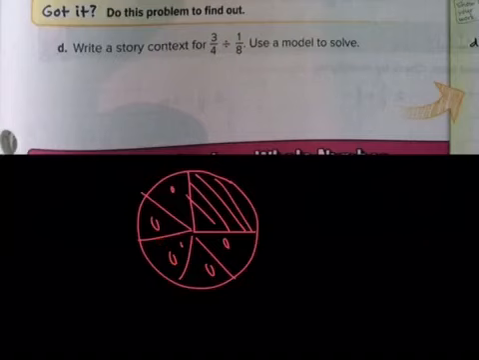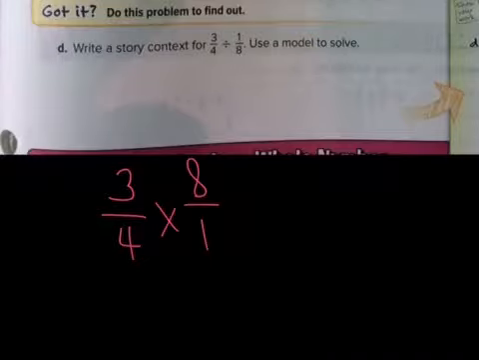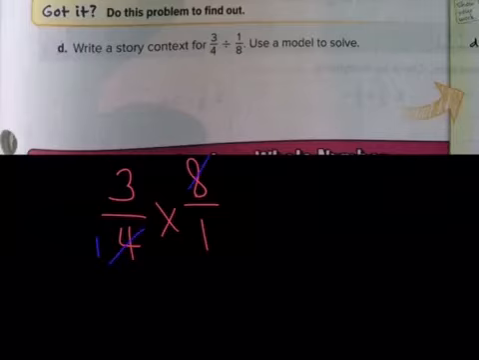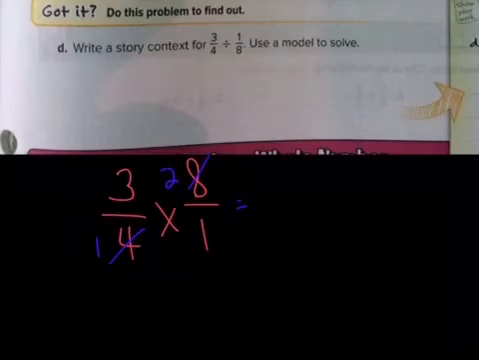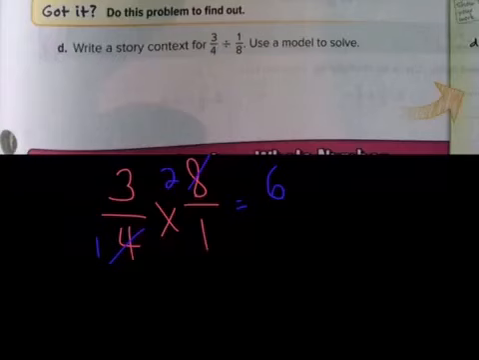So how do we do that? Well, we have our 3/4 times 8 over 1. We cross-reference. We have 1 4 there and 2 there. And that's going to equal 3 times 2 equals 6. Okay. So then we know that how many 1/8s are there in 3/4? There are 6 1/8s, and that makes sense, right?